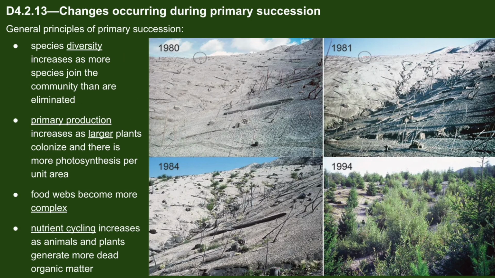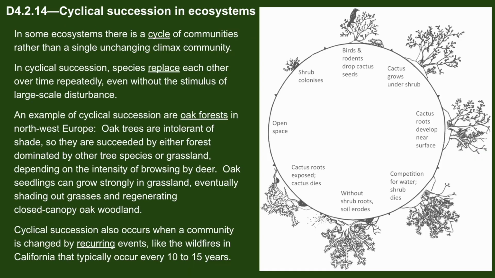Okay, general principles of primary succession. Species diversity increases as more species join the community, then are eliminated. Primary production increases as larger plants can colonize. There's going to be more photosynthesis. Food webs become more complex, and nutrient cycling can increase as animals and plants generate more dead organic matter.